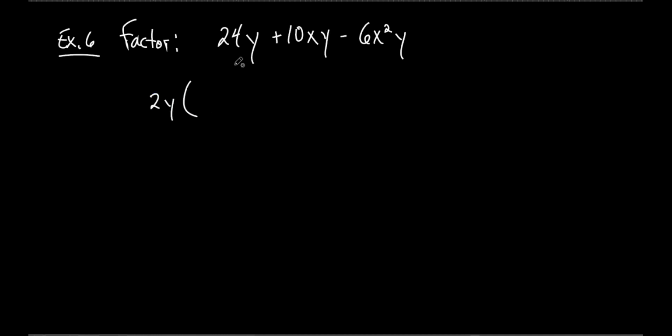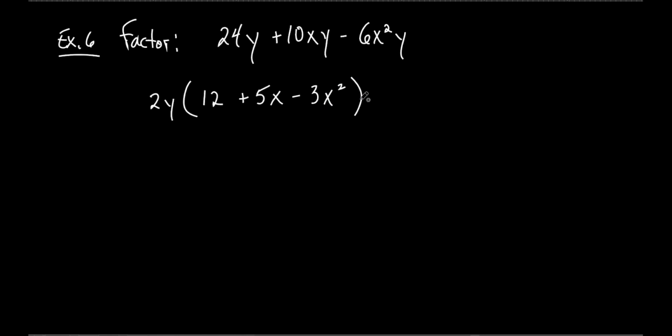Let's find out what we have now. If I take this and divide it by 2y, I just get a 12. Put a plus. Take this and divide it by 2y. 10 divided by 2 is 5. That y cancels out. I'm left with the x. Put a minus. 6 divided by 2 is 3. And then that y cancels, and I'm left with 3x squared.